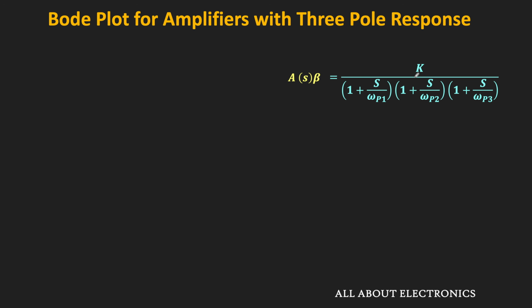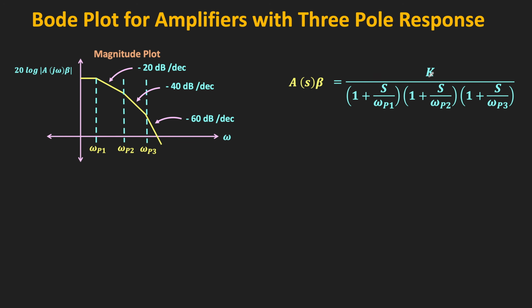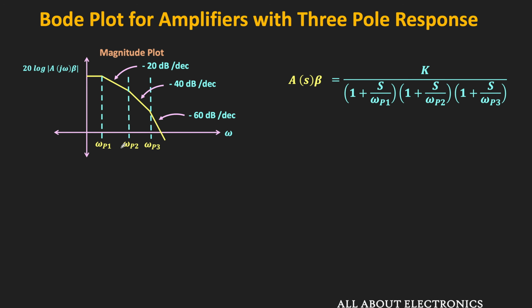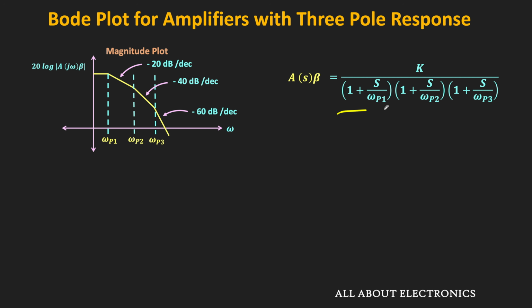First of all, let us see the magnitude plot. Here, due to the constant value k, we will have some finite value up to omega p1. And at omega p1, since we are encountering the first pole, the amplitude will start reducing at the rate of 20 dB per decade. Likewise, the slope will change further at omega p2, and from omega p2 onwards, the slope will become minus 40 dB per decade. And once again, the slope will change at omega p3, and it will reduce by a further 20 dB per decade. That means the slope is equal to minus 60 dB per decade. So that is the amplitude plot.